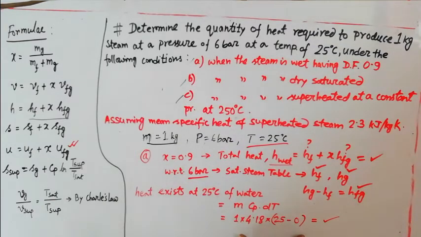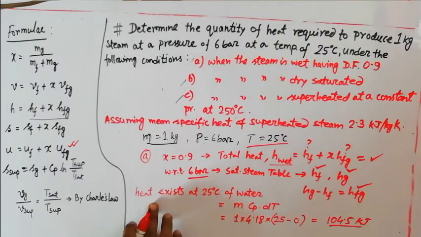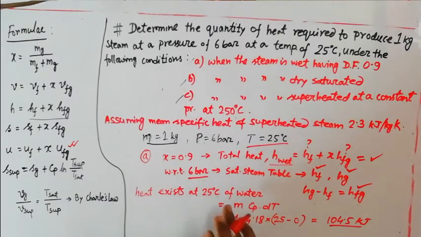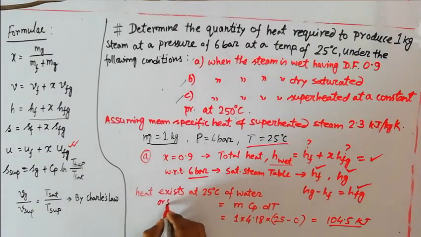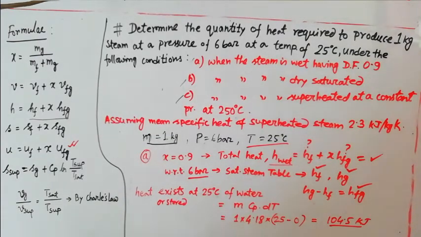Okay, now that is the amount of heat. This value comes to 104.5 kilojoule, which is nothing but the amount of heat stored at 25 degree centigrade. If it is for 1 kg, I can say kilojoule per kg.